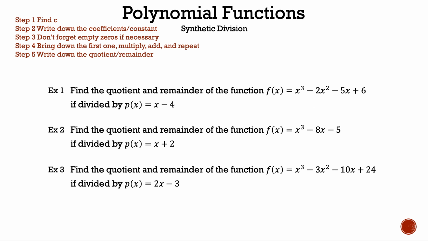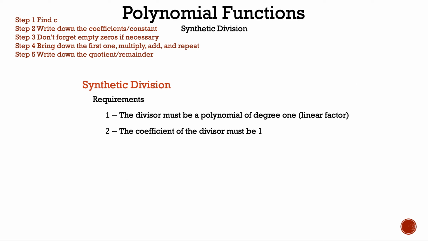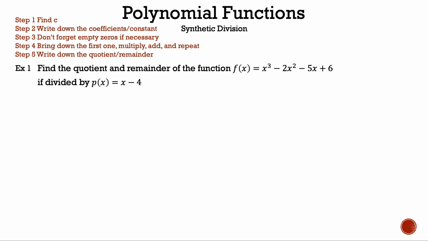Now, let's take a look at the examples we're going to discuss in today's video. Before we take a closer look at example 1, let's take a look at the requirements for synthetic division. The first requirement is the divisor must be a polynomial of degree 1, or a linear factor. The second requirement is the coefficient of the divisor must be 1. Now that we know the requirements, let's take a closer look at example 1.